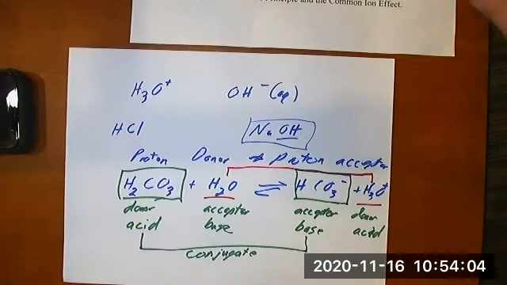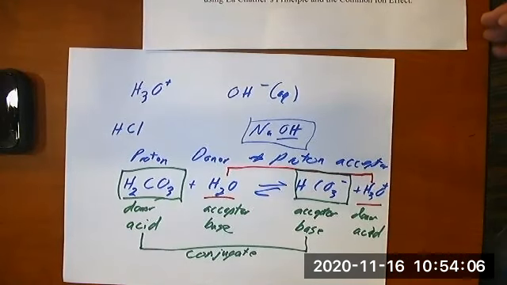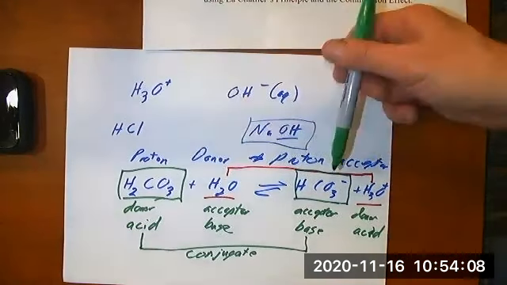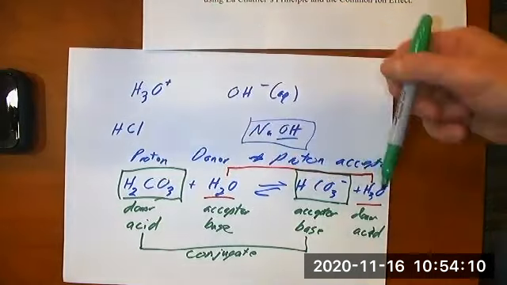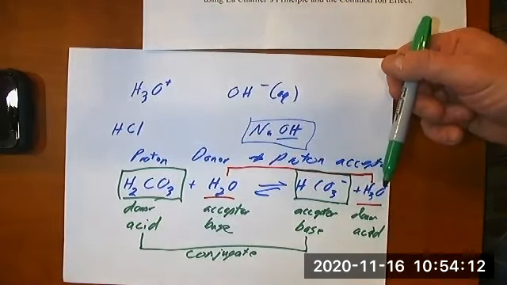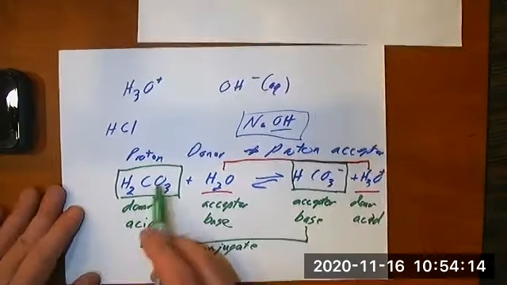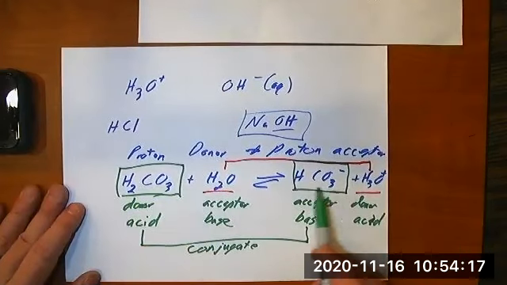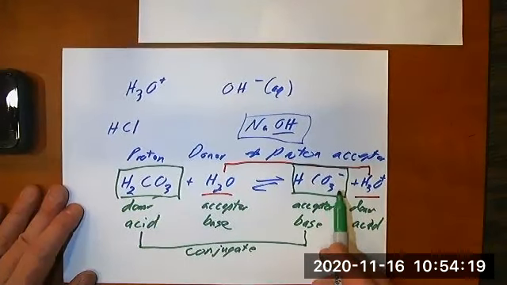So choosing components to make a buffer is about figuring out what an acid and its conjugate base are that you need. So in this case, we have carbonic acid, and then we could have something like sodium carbonate that is added.